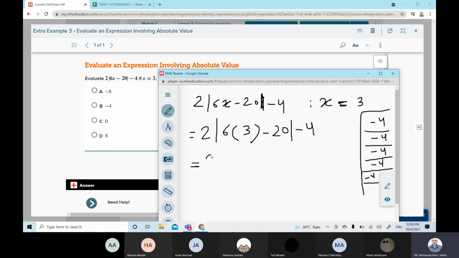Then, as you see here, we have 2 between the absolute value. 6 times 3 will be 18, minus 20, minus 4. Then here we have 2 times 18 minus 20. 18 minus 20 will be minus 2, minus 4.